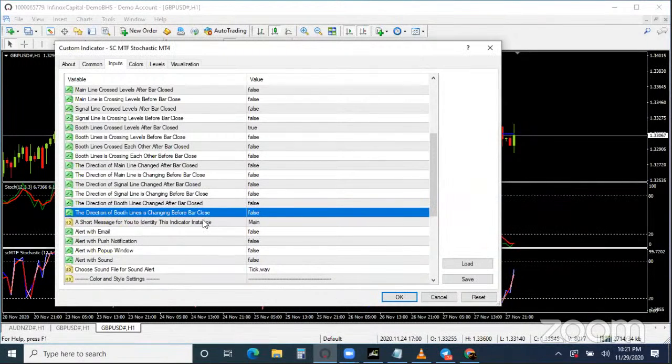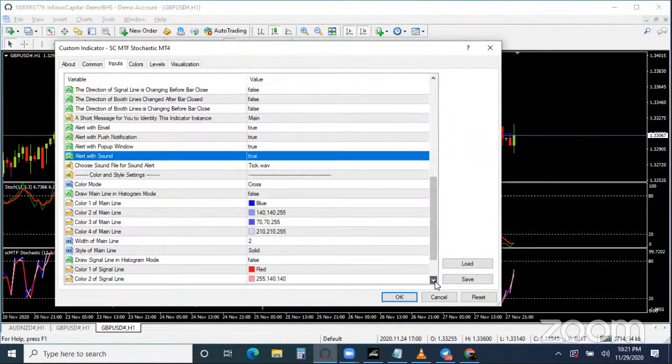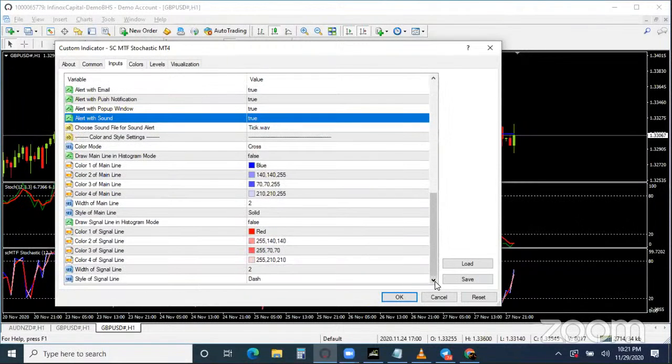So a short message, alert with email. If you want it to alert email, you say true. You want it to send push notification, you say true. I would suggest you say true for push notification. You want it to alert you with a pop window on your screen, of course, you might want that true. You want it to play a sound when it's doing the alert, if you want it, you say true. And that's pretty much all we want, right?